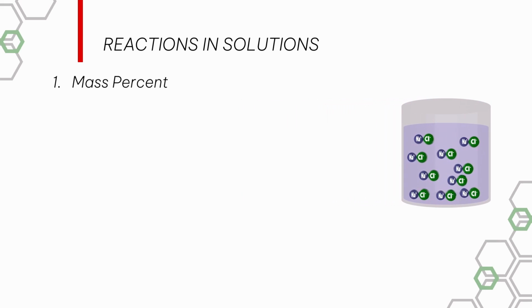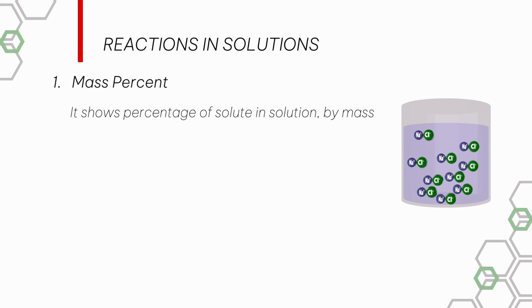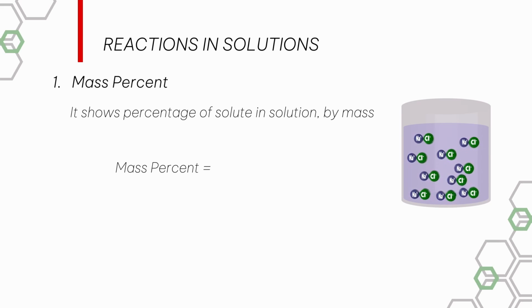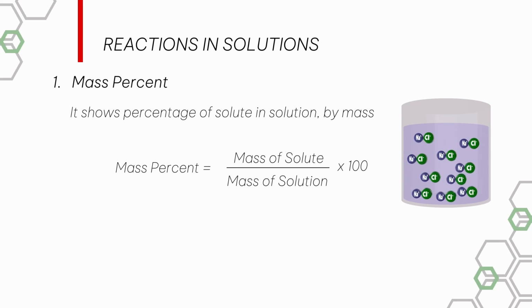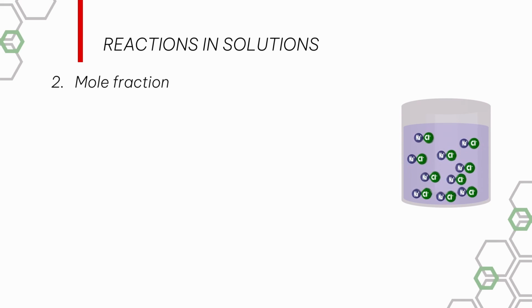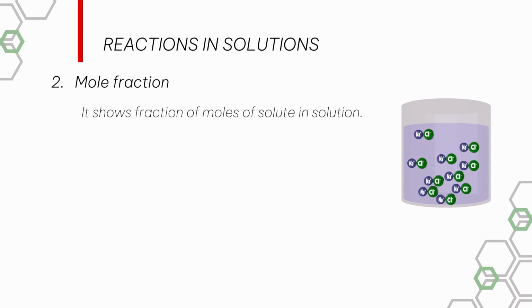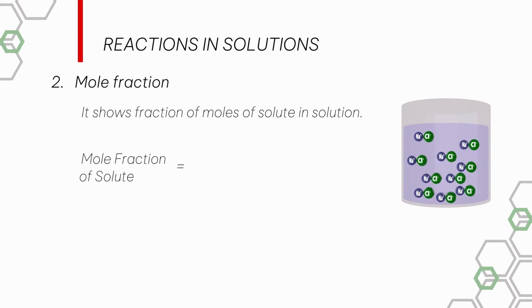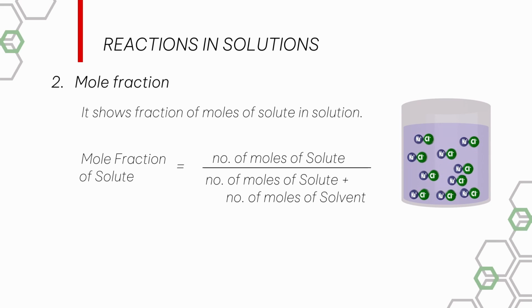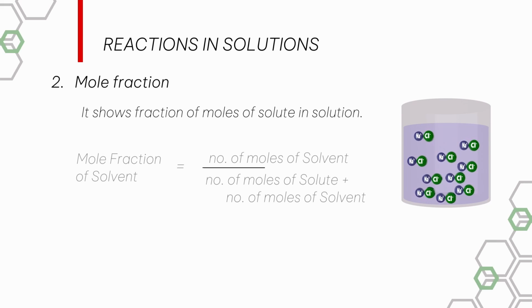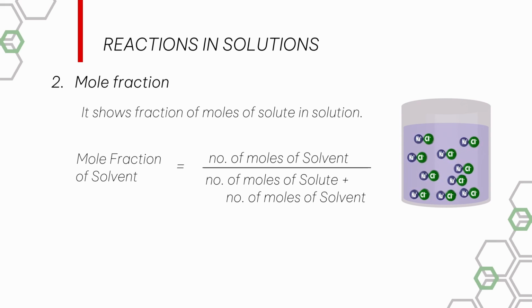By mass percent, we get to know what percentage of any solute is present in that solution. To find the mass percent of a solute in a solution, we divide the mass of solute by the mass of the solution and multiply it by 100. Mole fraction. This is exactly the same as mass percent. The only difference is that instead of mass of solute and the solution, their number of moles is taken. To find the mole fraction of the solute, the number of moles of solute is divided by the number of moles of solution. Similarly, we can also find the mole fraction of the solvent as well.